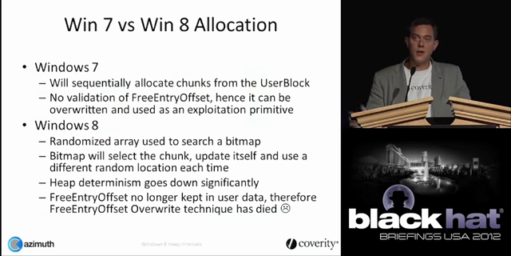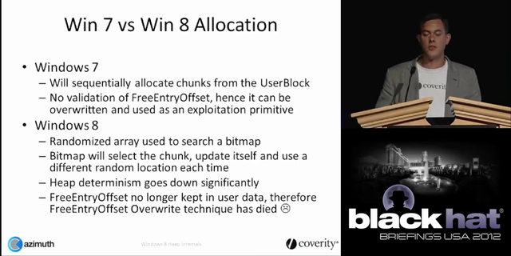So like I said, Windows 7, sequential, if I may, allocations. There's a free entry offset you can overwrite. Pretty straightforward. Windows 8, you have this randomized, non-deterministic way of allocating memory. There's no free entry offset, so chalk another one up for exploitation techniques dying in Windows 8.